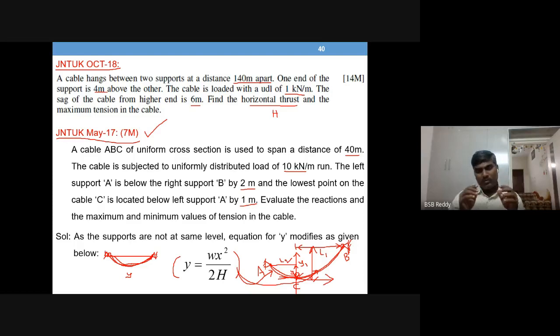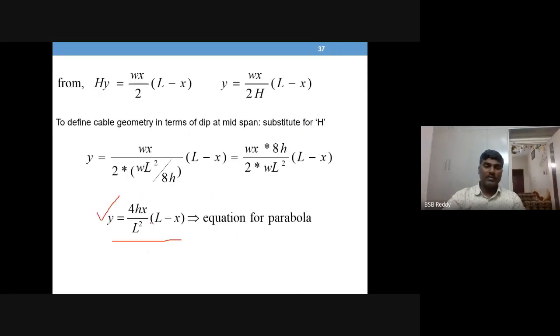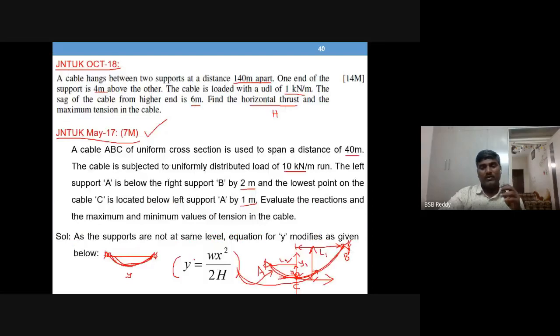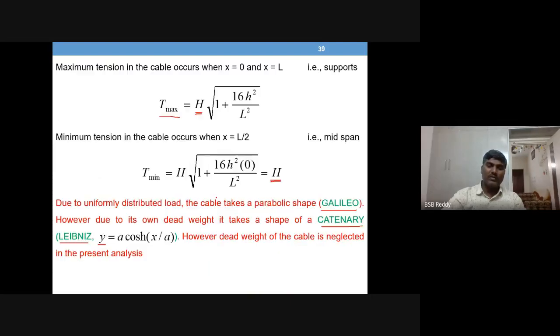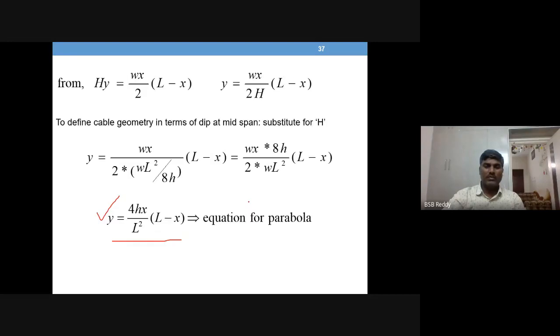Okay. So for a cable having supports at same level, you shall use the equation for deformed shape as y is 4hx by l square into l minus x. Okay, that is the one that is derived here. That is your equation for parabola for the supports at same level, whereas y is equal to wx square by 2h is your equation for the cable having supports at different level. Okay, right. So let us apply this to the equation. I think you got the difference between the two cases of supporting parabola.